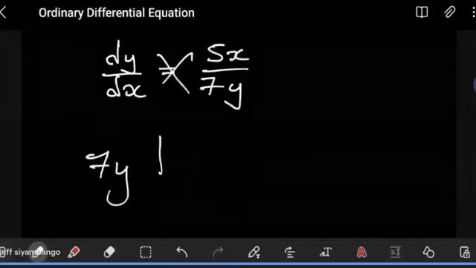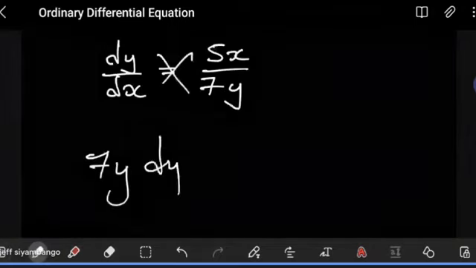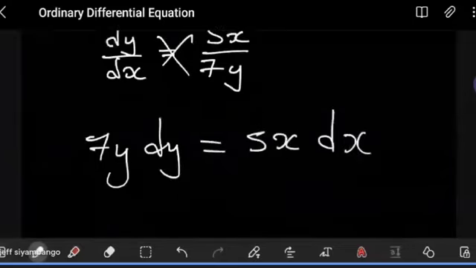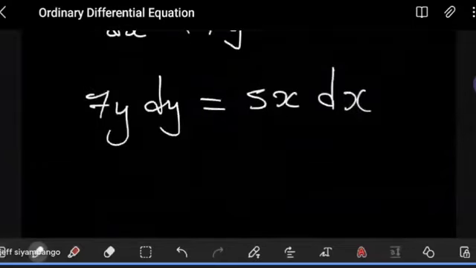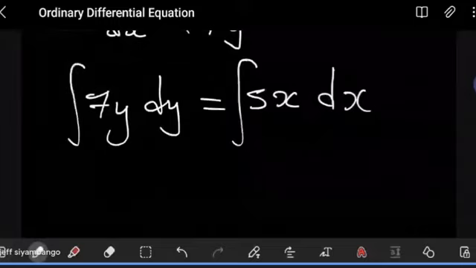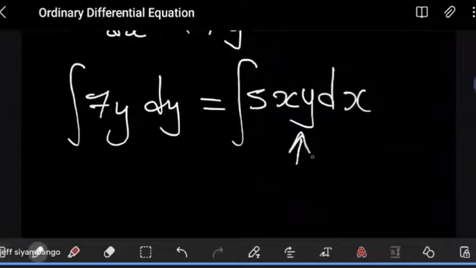Then on the other side, we're going to have 5x dx. Once you're done with this part, notice that just doing this, we already have everything with an x on the right side, everything with a y on the left. So we can now integrate both sides. If we still had a y here, we would have been forced to try to get rid of it before going on to the next step.